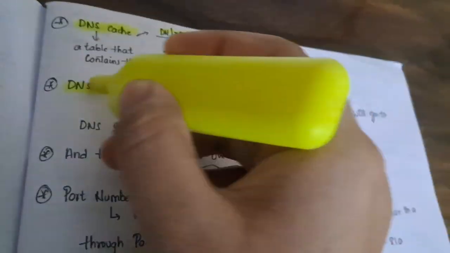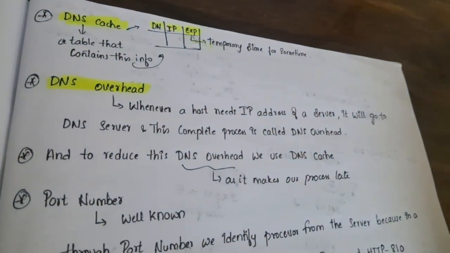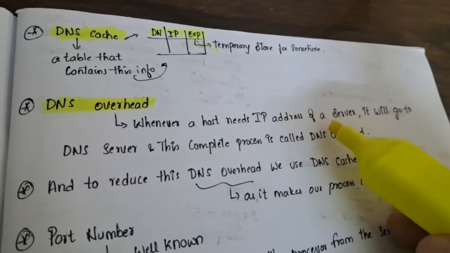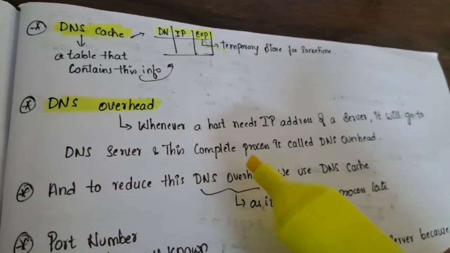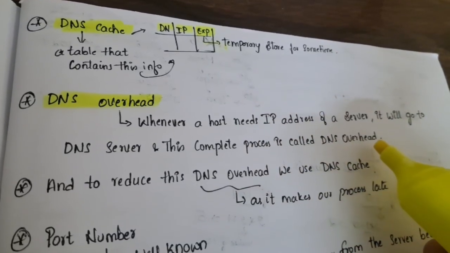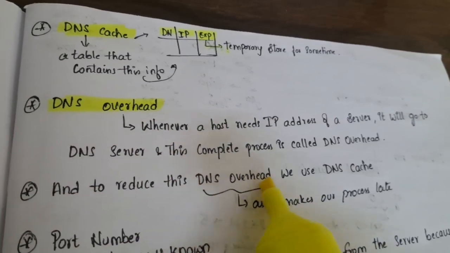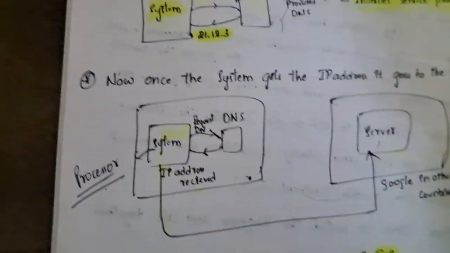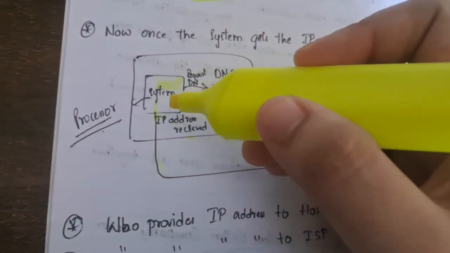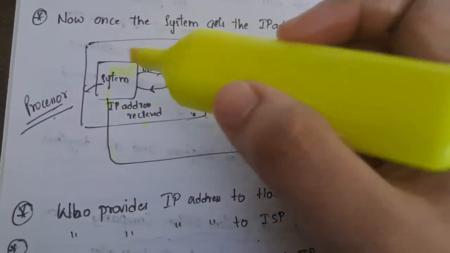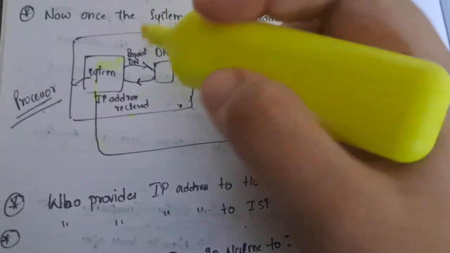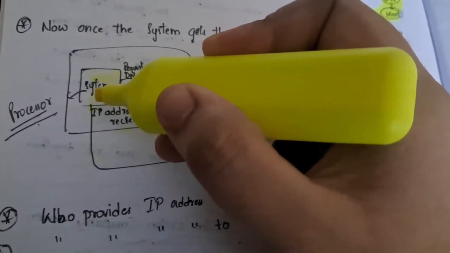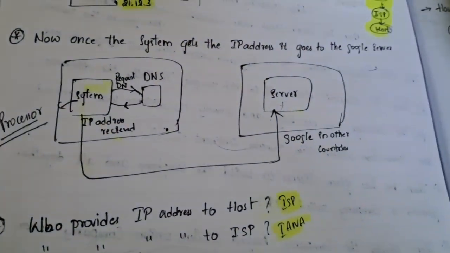Next we have something called DNS overhead. DNS overhead is nothing but this: whenever a host needs the IP address of a server, it will go to the DNS server, and this complete process is called DNS overhead. To reduce this DNS overhead, we use DNS cache. I'll explain through this diagram. If you want an IP address for a server, it will go to the DNS, and then it will come back to the server, right? This process is called DNS overhead.